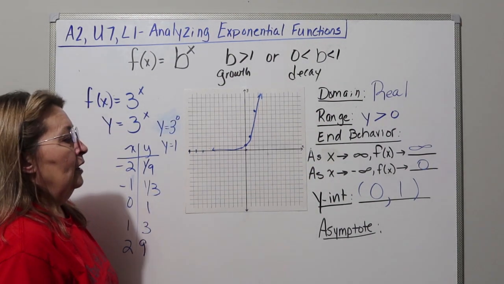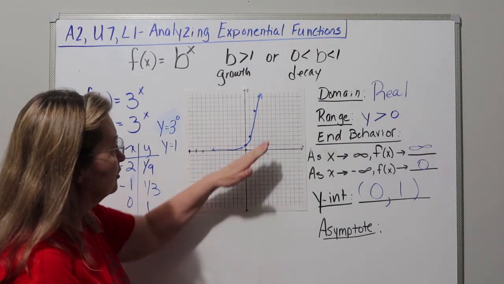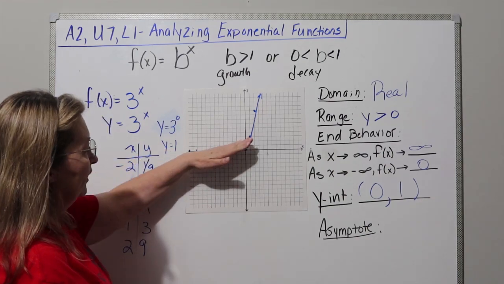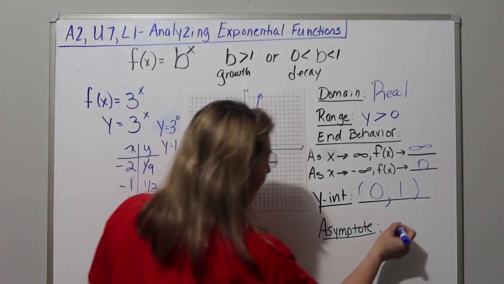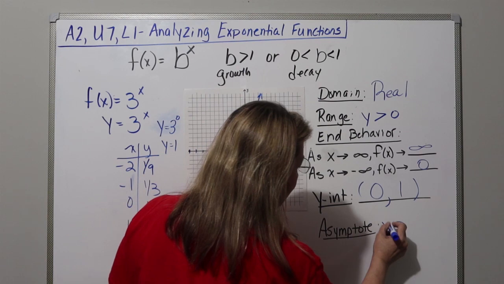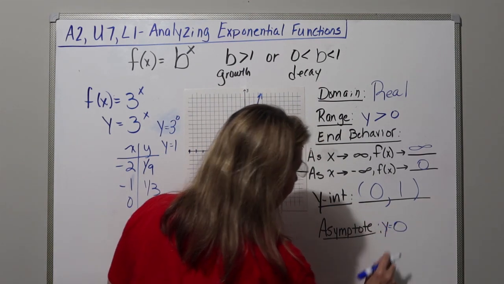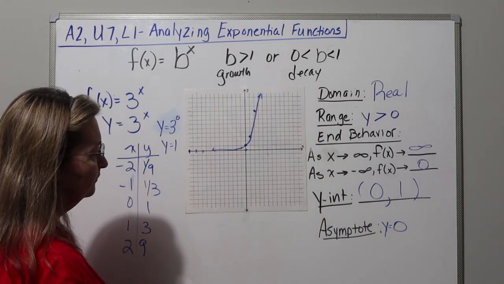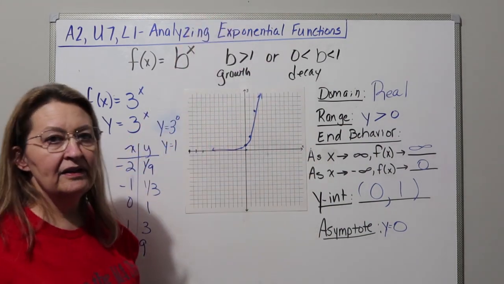Okay, your asymptote. This is the line it doesn't cross. Well, here's our asymptote. So our asymptote is at y equals 0. Okay? And that's all there is to finding the characteristics.